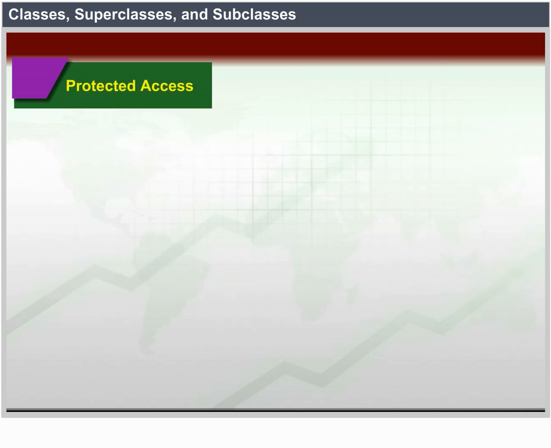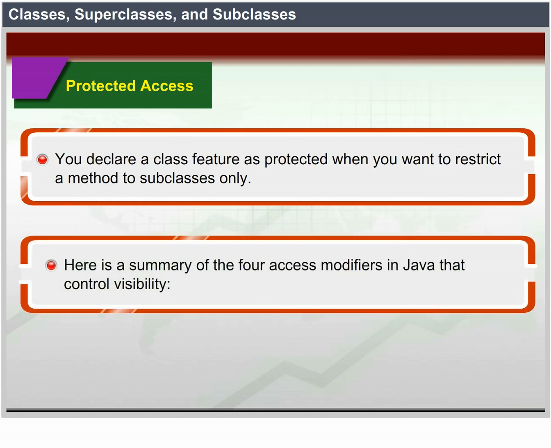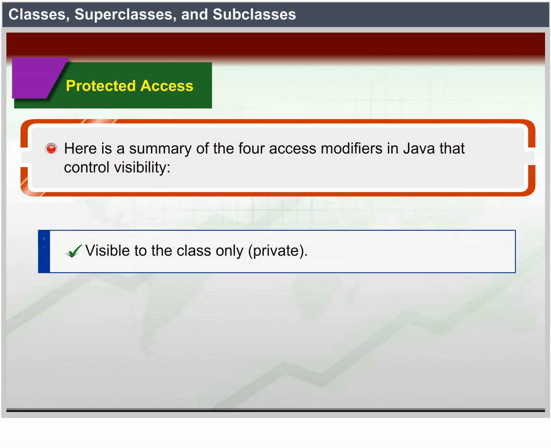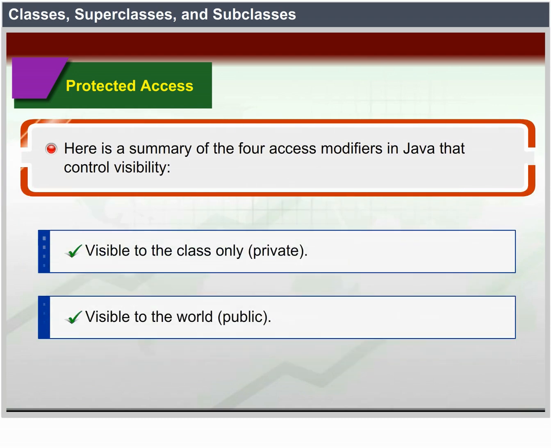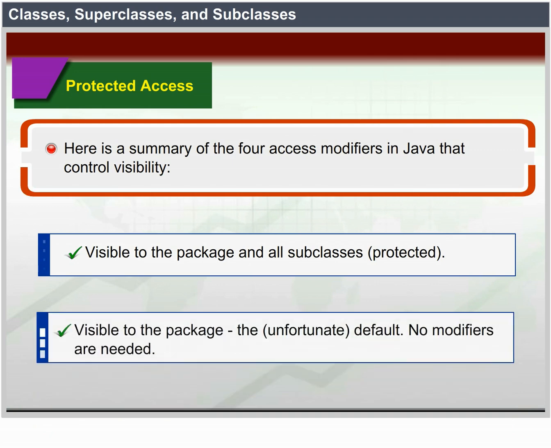Protected access. You declare a class feature as protected when you want to restrict a method to subclasses only. Here is a summary of the four access modifiers in Java that control visibility. Visibility to the class only: private. Visibility to the world: public. Visibility to the package and all subclasses: protected. Visible to the package, the unfortunate default: no modifiers are needed.